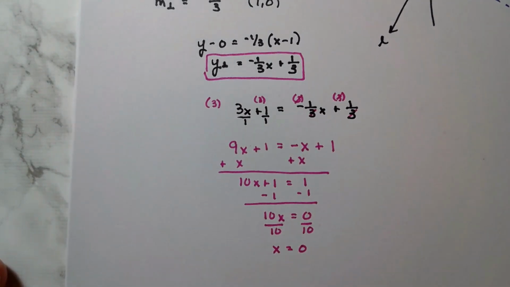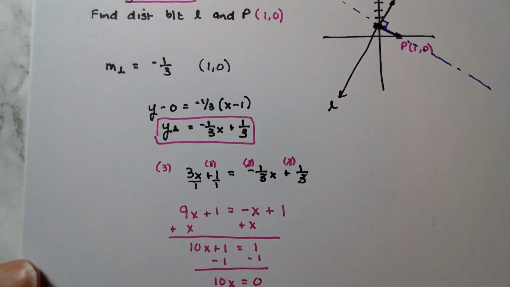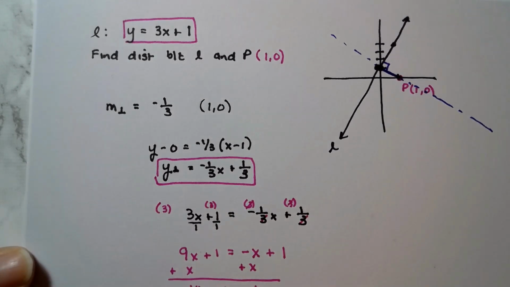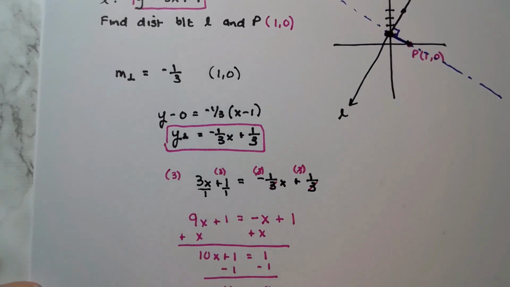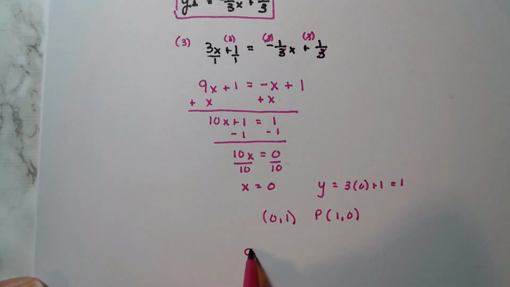So I have the x coordinate of this point right here. To find the y coordinate, I can plug it into either one of the equations. I'm going to plug it into this one because that one's easier to work with. y is equal to 3 times 0 plus 1, which is 1. So go figure, I have the coordinate point (0, 1), and I have the point P that was given to me, which is (1, 0). And now I can use these 2 points to pop into the distance formula.